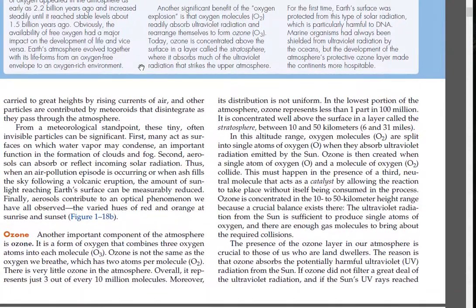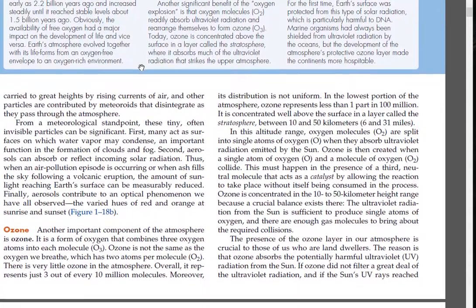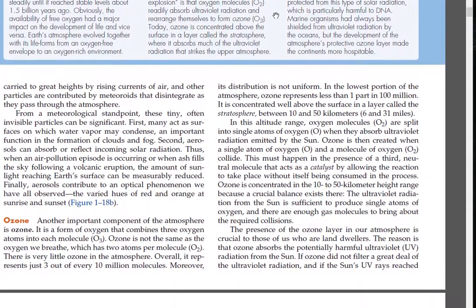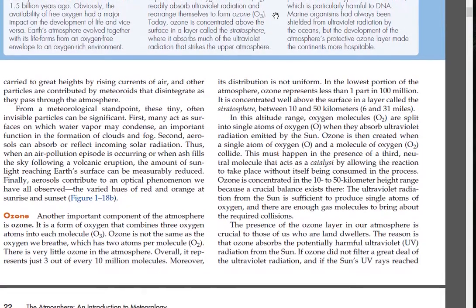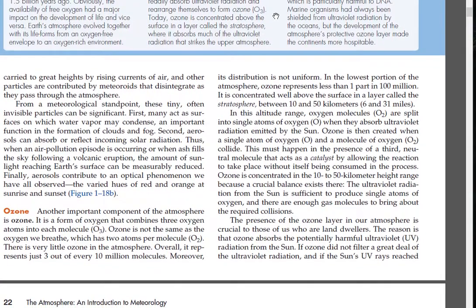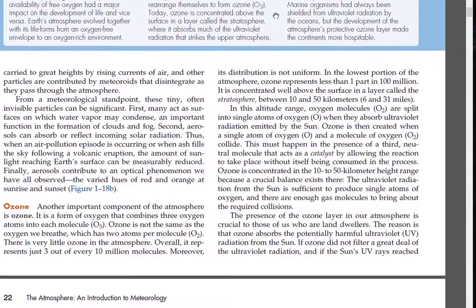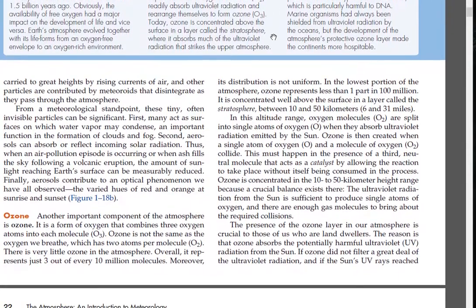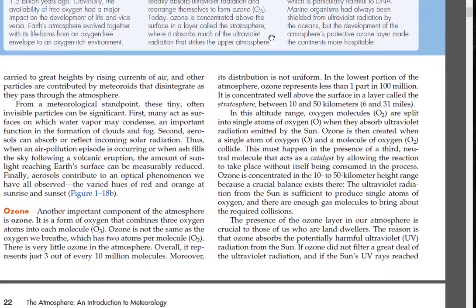For the first time, Earth's surface was protected from this type of solar radiation, which is particularly harmful to DNA. Marine organisms had always been shielded from ultraviolet radiation by the oceans, but the development of the atmosphere's protective ozone layer made the continents more hospitable.